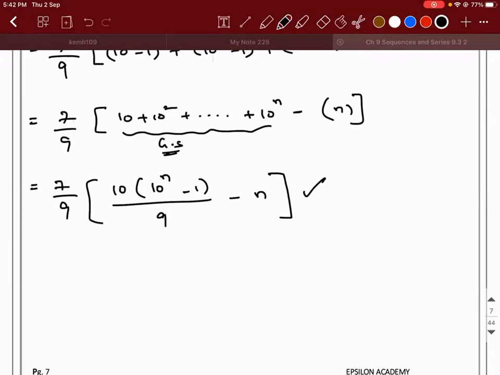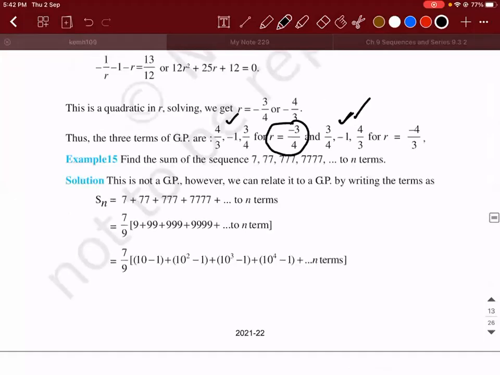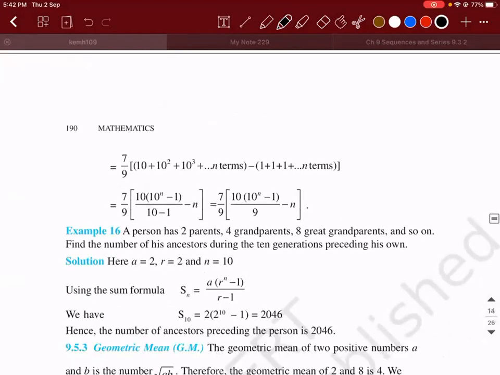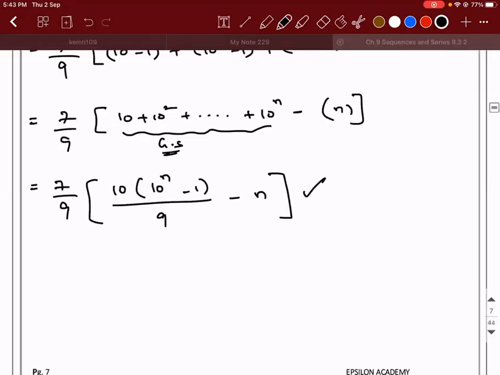So this is how it works. I don't remember how the answer is left in the textbook, but yeah, they left it like this. Okay. We'll do one last problem based on this, then we'll go to geometric. I have to explain to you what is geometric mean and the relation between arithmetic mean and geometric mean.